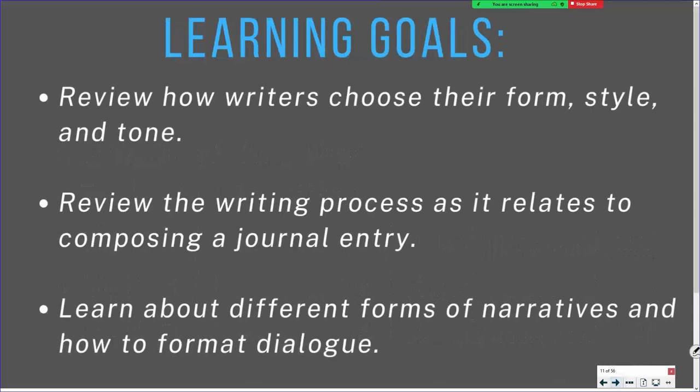So we're going to review how writers choose their form, style, and tone. Review the writing process. And we're going to look at the writing process yet again, and this time how it relates specifically to composing a journal entry. So you've written journal entries in this course before, and a journal entry is when you reflect, when you look back and you take stock of what you've done and hopefully make a plan for what you want to do in the future.